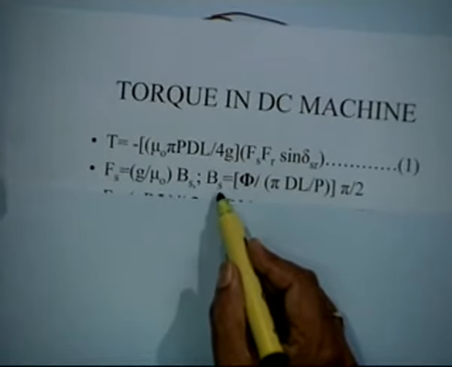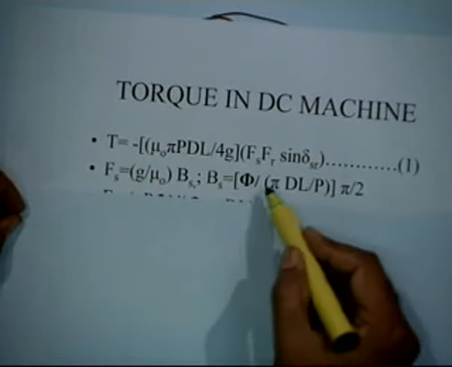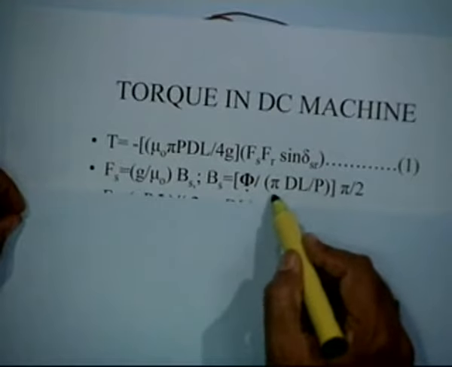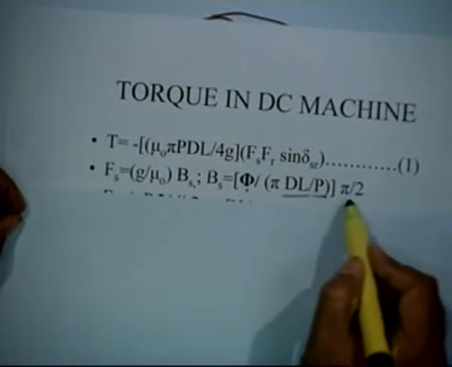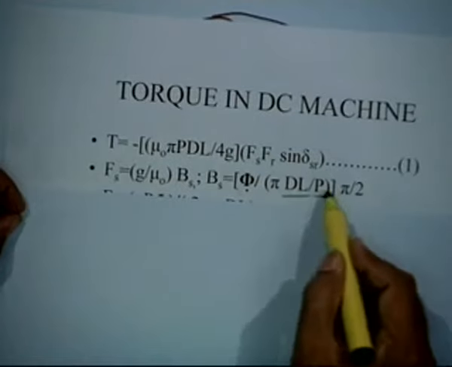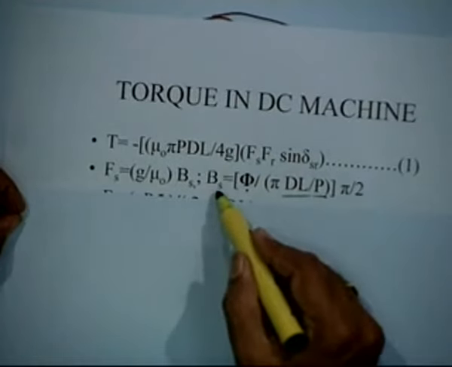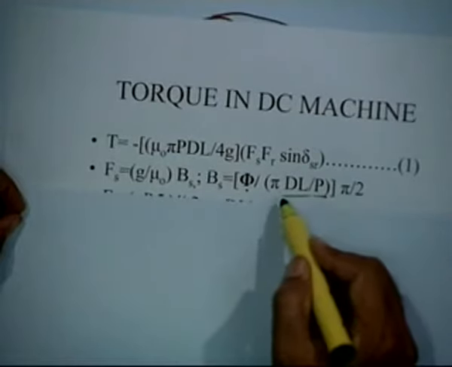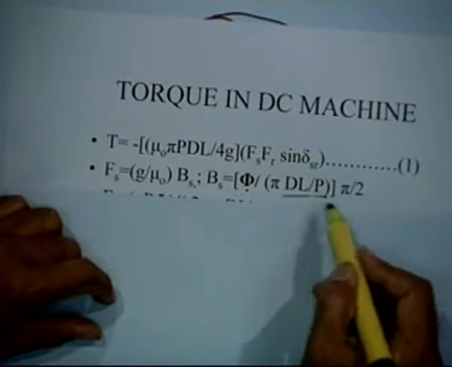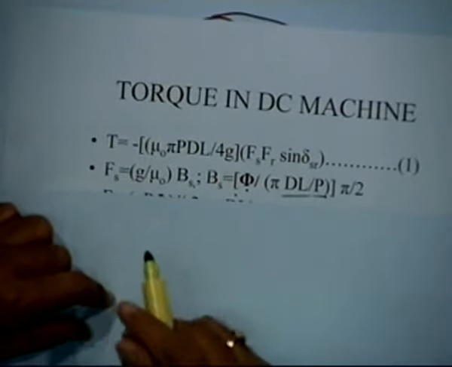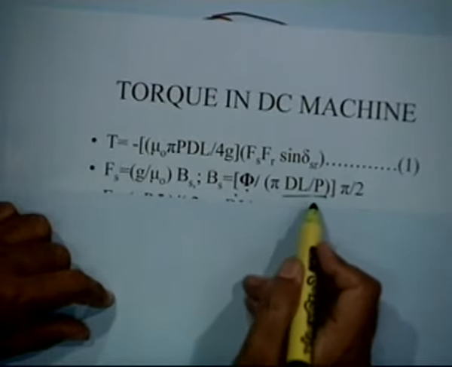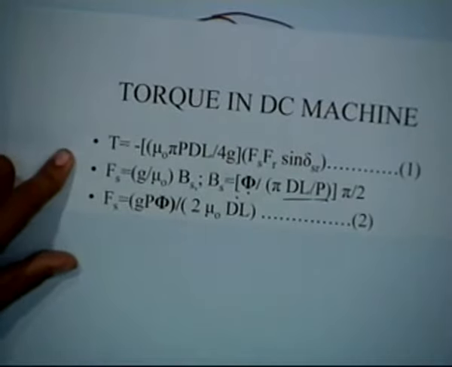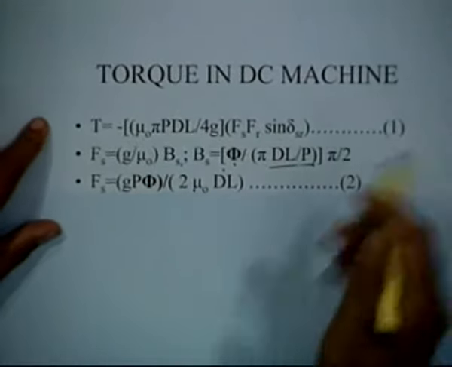Bs is the peak of the stator flux density, and it will be equal to the total flux per pole divided by the area of the pole, pi dl by P, into pi by 2, because this will give you the average B, and this B is the peak B. Peak of B is nothing but pi by 2 times average B. This is the average B within this bracket. Okay. Now this is one relation you have: Bs is equal to phi by pi dl by P multiplied by pi by 2. And then it will simplify like this.